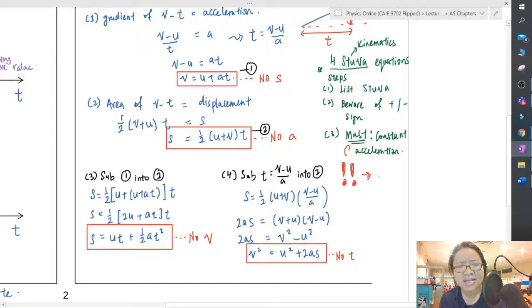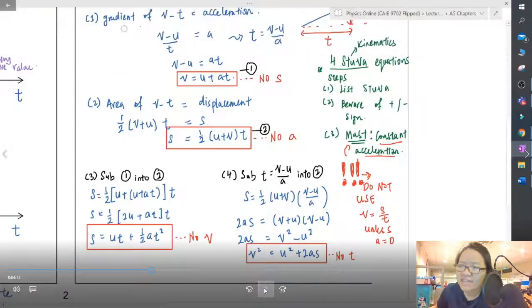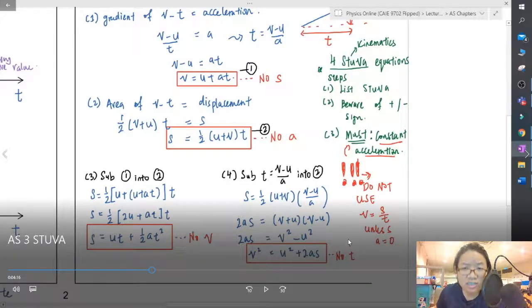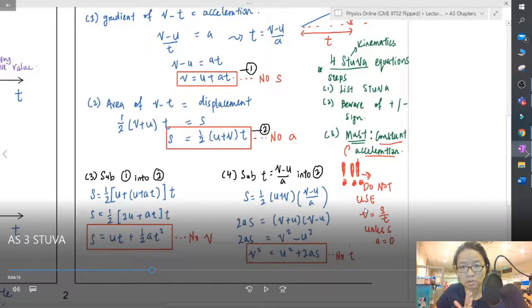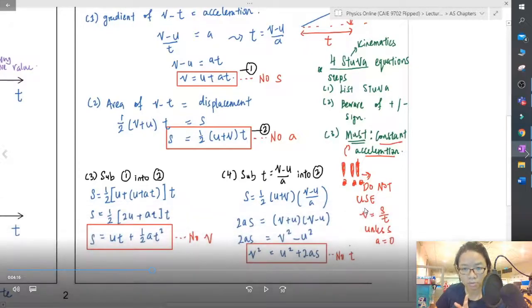The second one, there's this equation that I see all the time. Do not use v equals s over t or s equals ut unless your a is 0. Unless you are very, very sure the a is 0. Is that enough very or not? When I see this, it only means you have not been doing any of your work. You haven't learned anything in your A levels. This equation has to be purged from your memory.